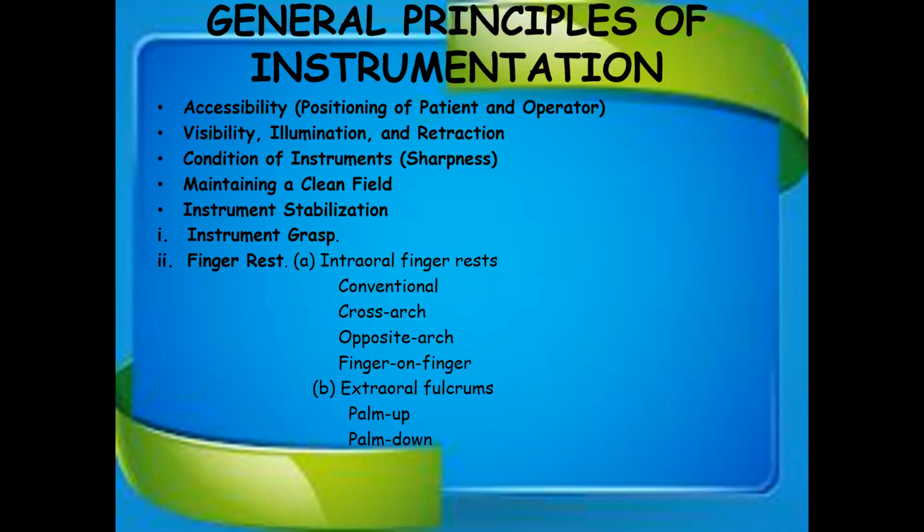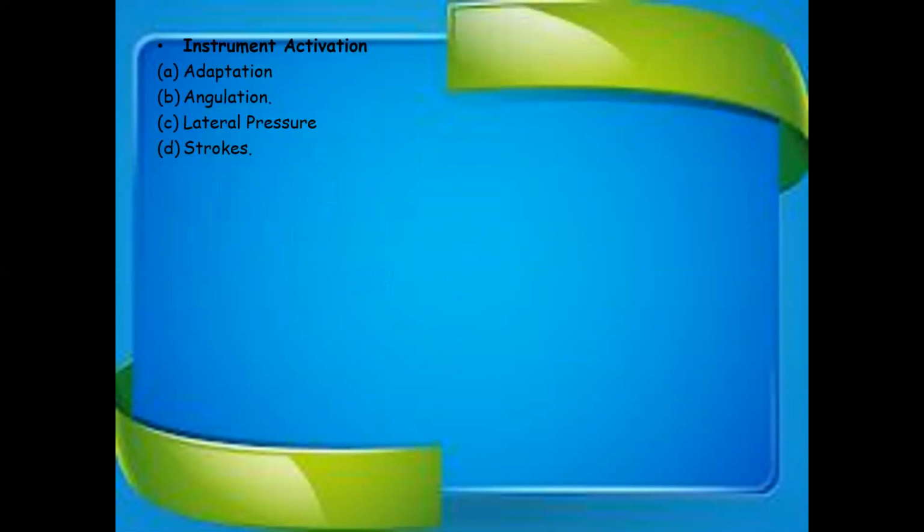So these are the principles of instrumentation. First one is accessibility, that includes position of the patient and operator. Second is visibility, illumination and retraction. Third is condition of the instrument. Fourth is maintaining a clean field. Fifth one is instrument stabilization, which includes instrument grasp and finger rest. Finger rests are further divided into intraoral finger rest and extraoral fulcrum. Last one is instrument activation.